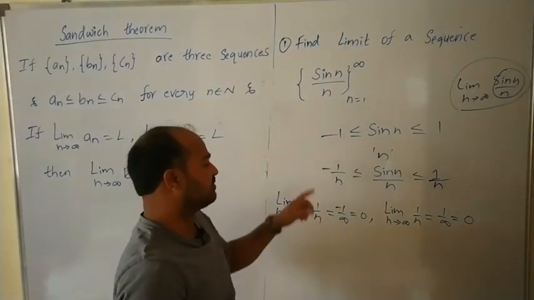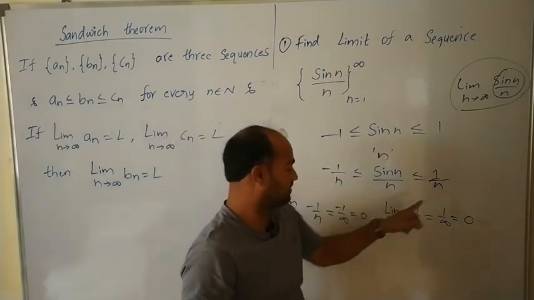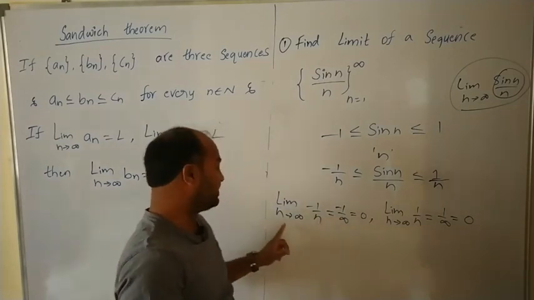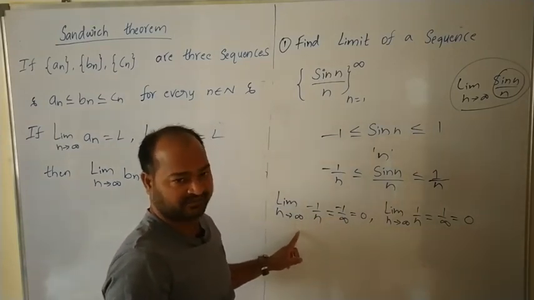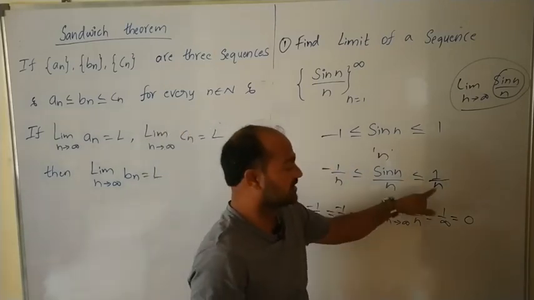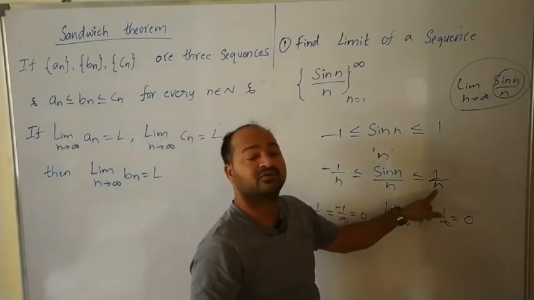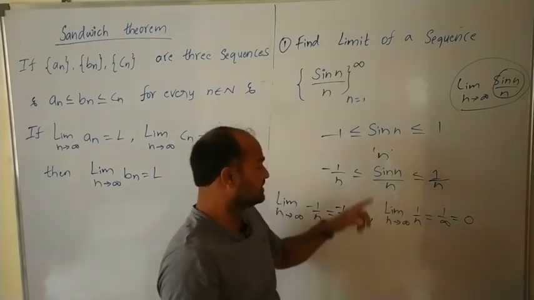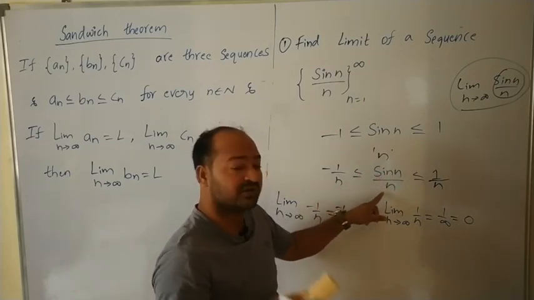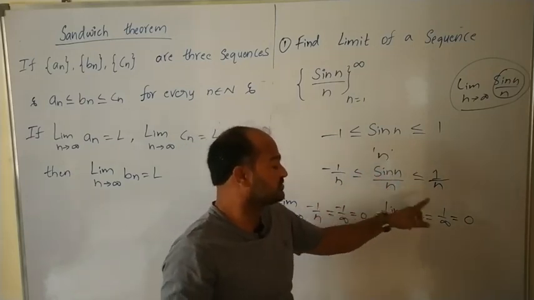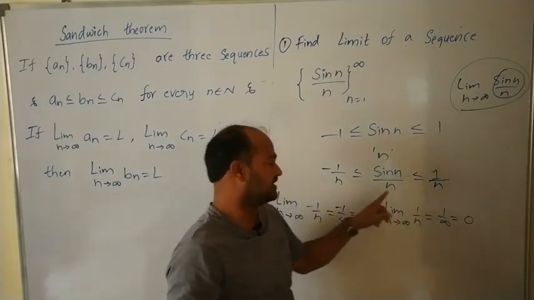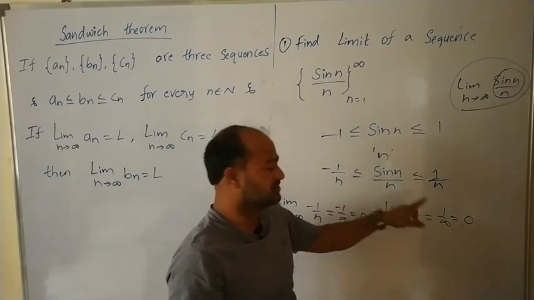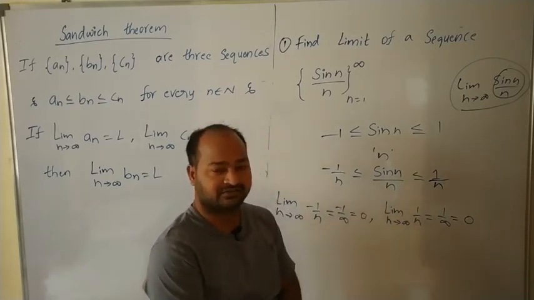Okay, that means -1/n and 1/n approach 0 whenever n approaches infinity. So by the Sandwich theorem we can say that sin(n)/n must have limit 0 as n tends to infinity.